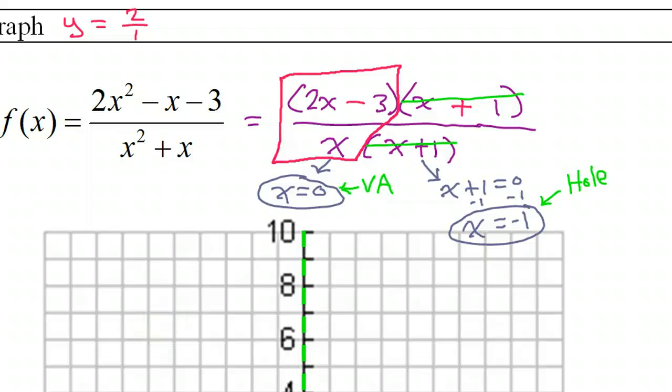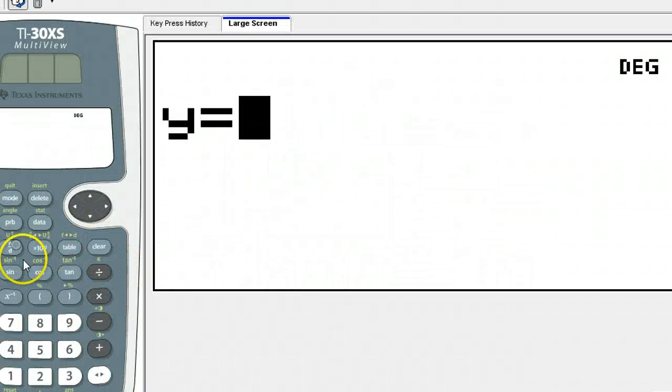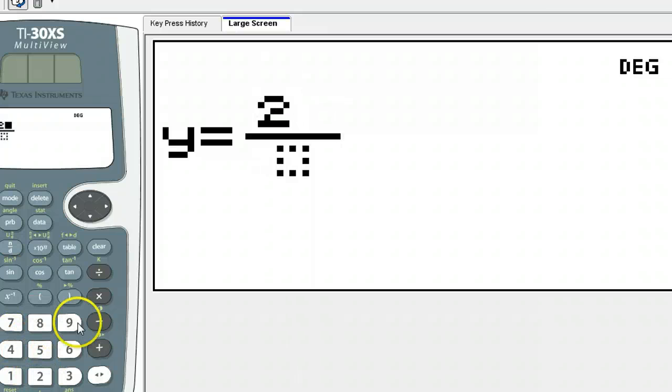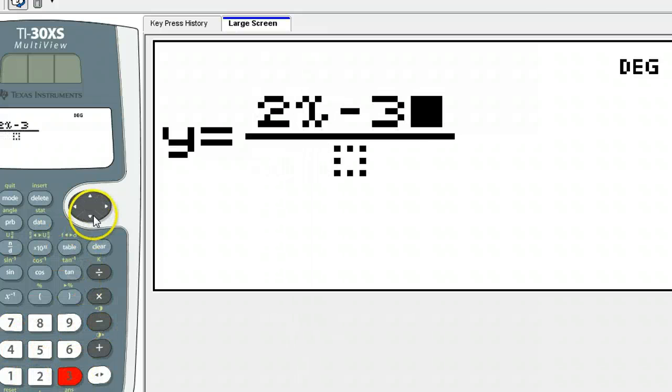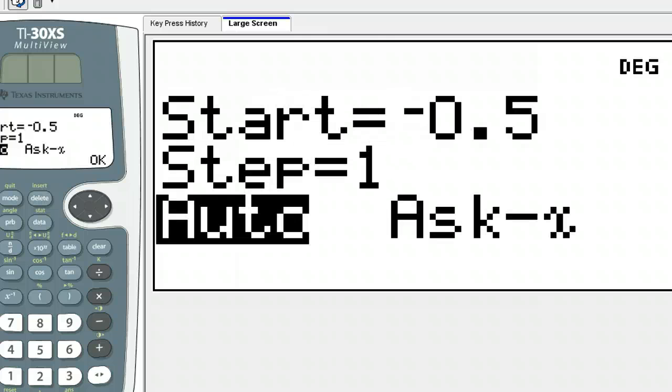So 2x minus 3 over x. Table feature. Okay, 2x minus 3 over x. So I'll hit enter. And I want to know what's going on at -1.